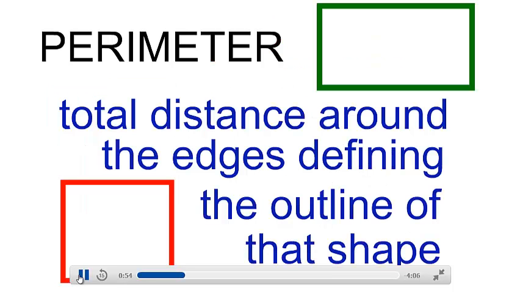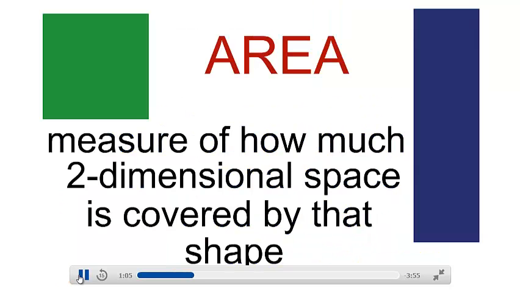The perimeter of a two-dimensional shape is the total distance around the edges defining the outline of that shape. The area of a surface is a measure of how much two-dimensional space is covered by that surface.